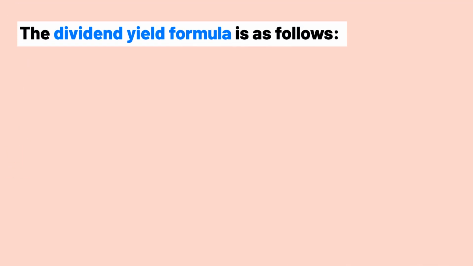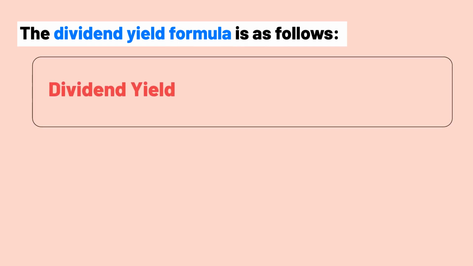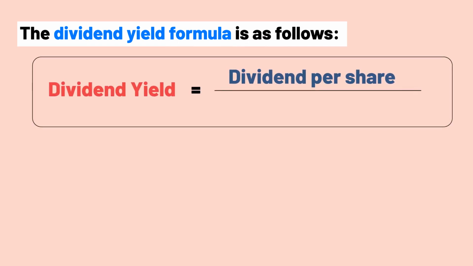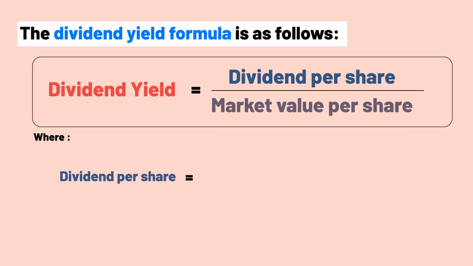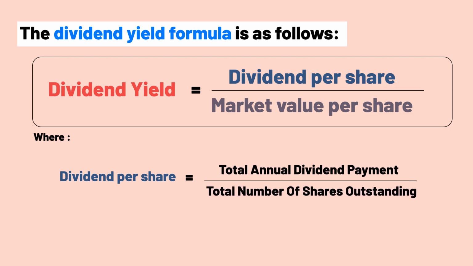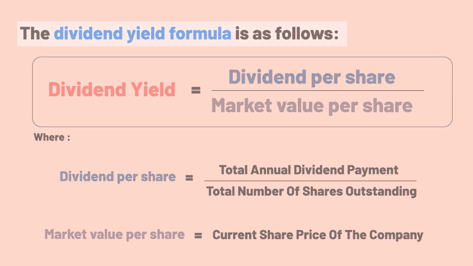The dividend yield formula is as follows. Dividend yield equals dividend per share divided by market value per share, where dividend per share is the company's total annual dividend payment divided by the total number of shares outstanding. Market value per share is the current share price of the company.